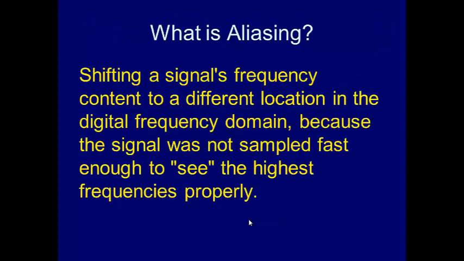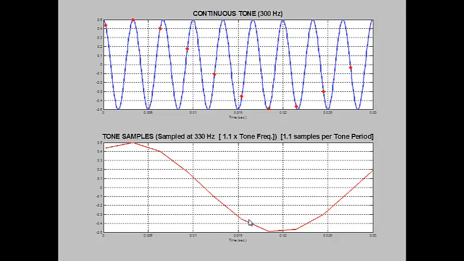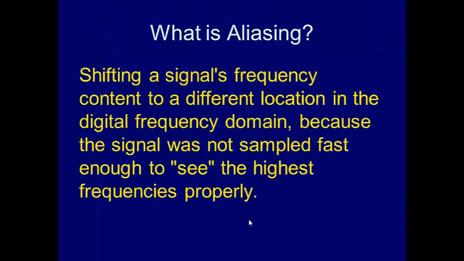What is aliasing? Aliasing is shifting some frequency in the signal to a different location in the digital frequency domain, and it happens because you didn't sample often enough to see all the frequencies that were in there properly. And it's an irreversible process. Once I do this, I have no way of knowing this was the original signal. I just have a collection of samples that look perfectly good to me. I have no way of knowing I blew it. The information's gone. It's non-recoverable. It's non-reversible. So it's nonlinear and non-reversible. You're done. So we don't want this to happen.